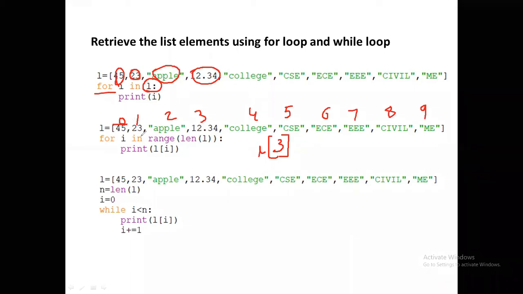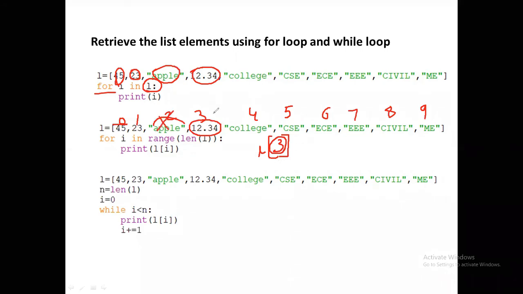So this is the list: 45, 23, apple, 12.34, college, CSE, ECE, EEE, civil, mechanical. If I give L of 3, what is the expected output? It prints 12.34 as the output. So the index starts from 0. If I specify L of 3, the 3 indicates the index, not the element. So L of 3 does not retrieve the third element. So that is wrong.